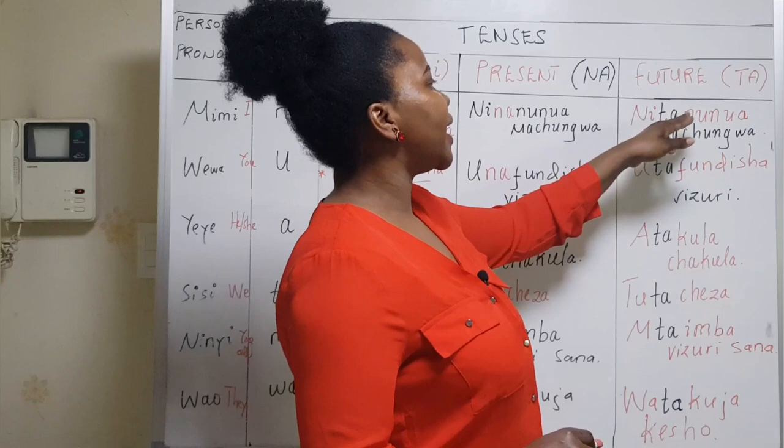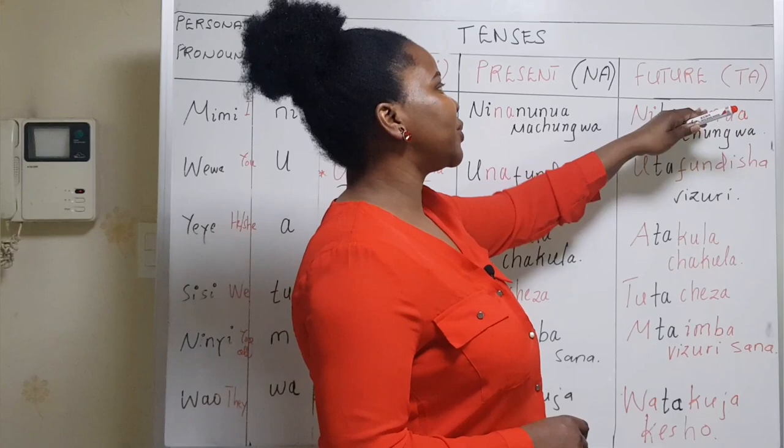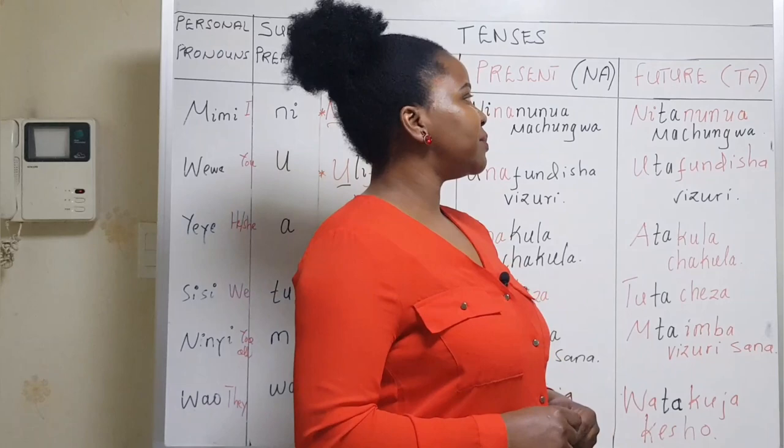So nitanunua machungwa. Ni is for the subject prefix and ta stands to represent the tense, and nunua is a verb and machungwa is some oranges. So nitanunua machungwa, that means I will buy some oranges.